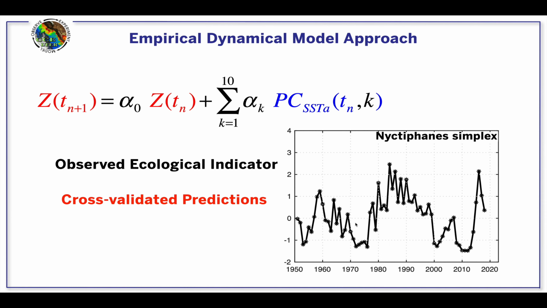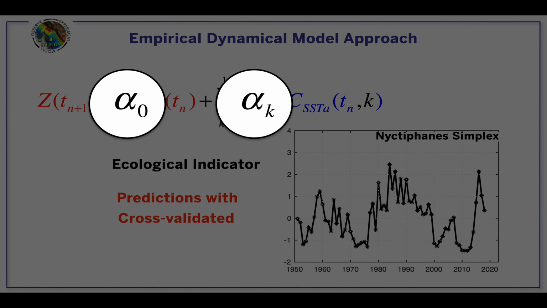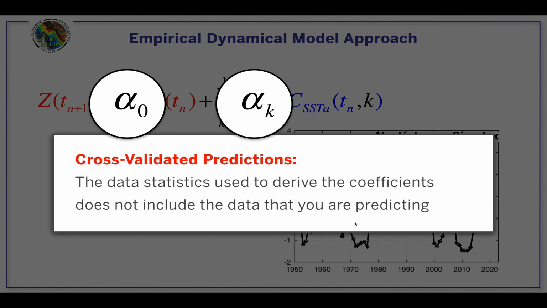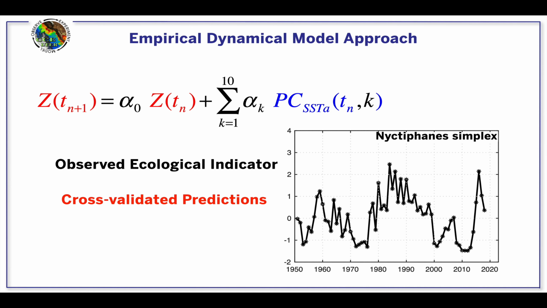So here again is the observed ecological indicator, and what we're going to do next is to perform a series of cross-validated predictions. What this means is that the data statistics used to derive the coefficients do not include the data that we're predicting. This is a key step so that we're making true predictions of a data space that the statistics has not observed. This allows us to understand how robust the statistics of the coefficients are, and in more technical terms, if they're stationary in time.